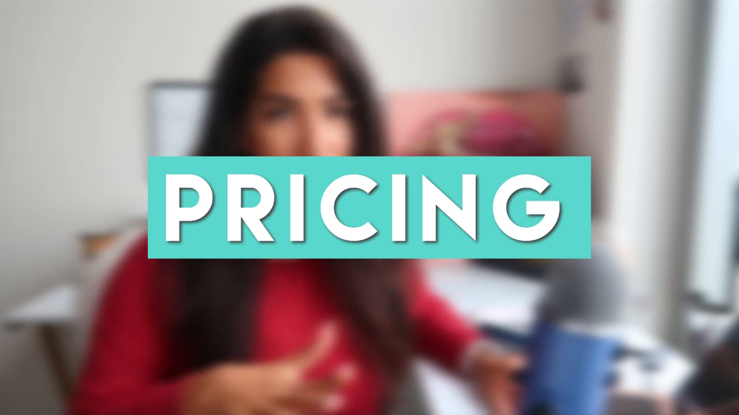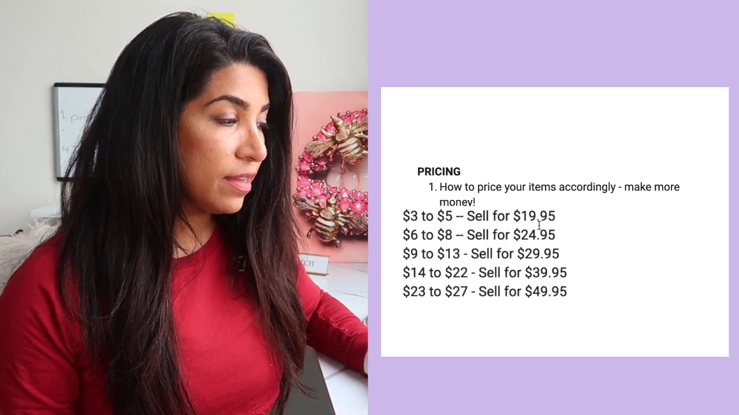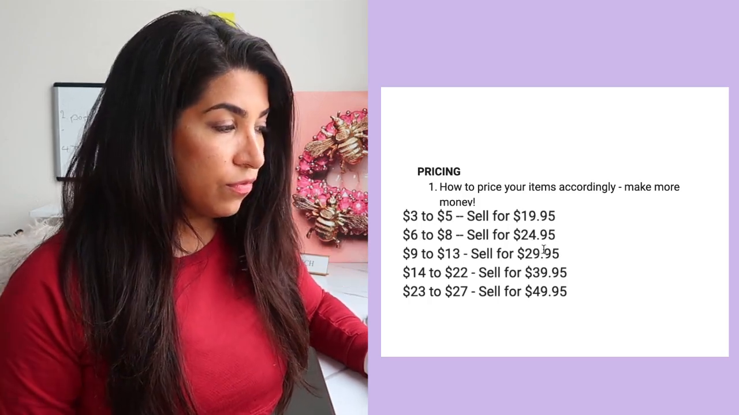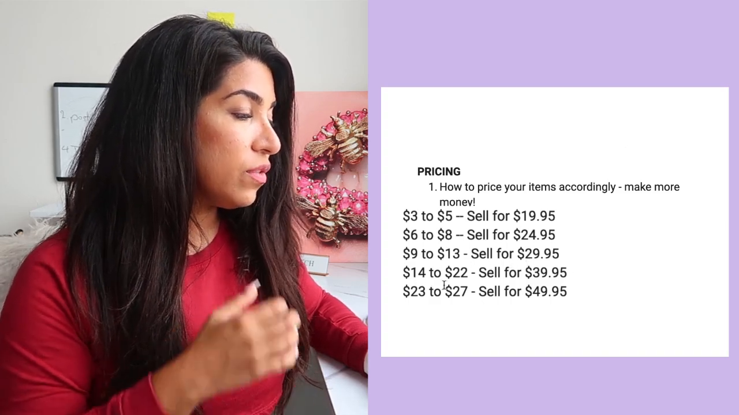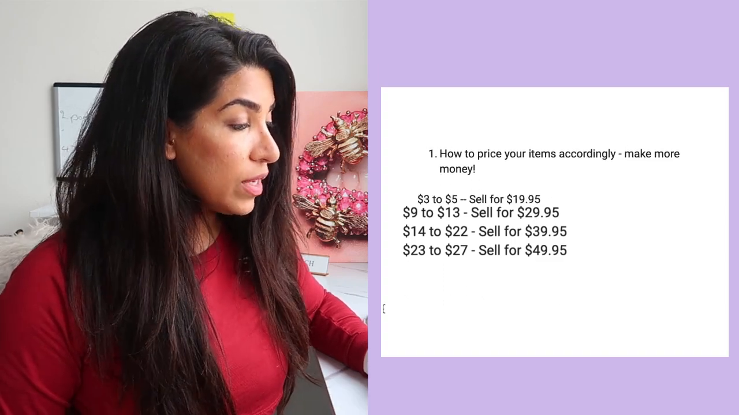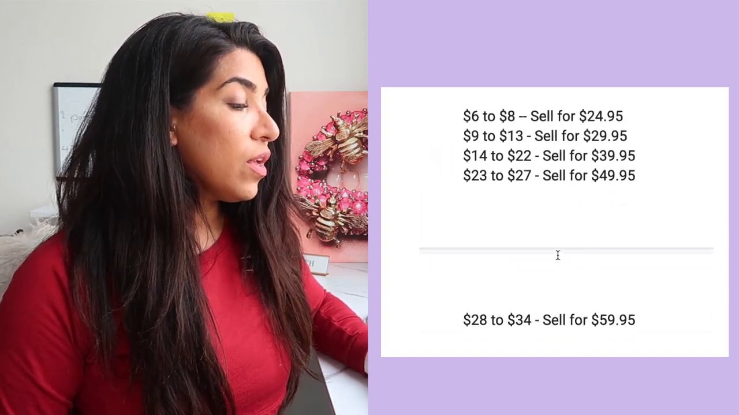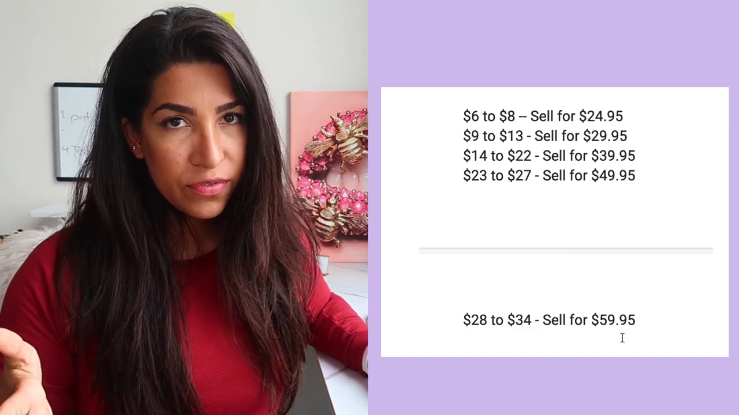Now, here's some rules that I have with pricing the products. A lot of people ask, how do I price my products? This is how we're gonna do it. If it's $3 to $5, we're gonna sell it for $19.95. $6 to $8, $24.95. $9 to $13, we're gonna do $29.95. $14 to $22, $39.95, and $23 to $27, $49.95. And if the cost of goods is $28 to $34, we're gonna sell it for $59.95.